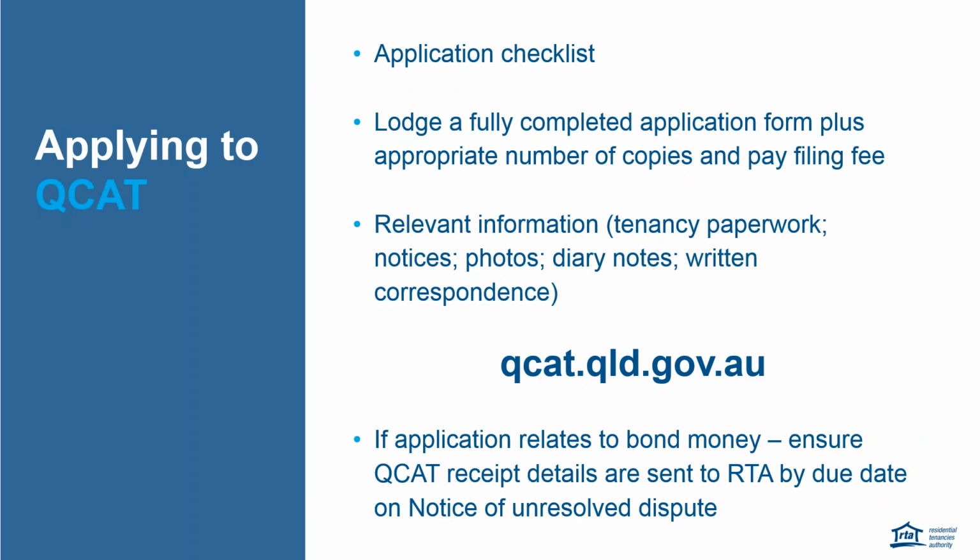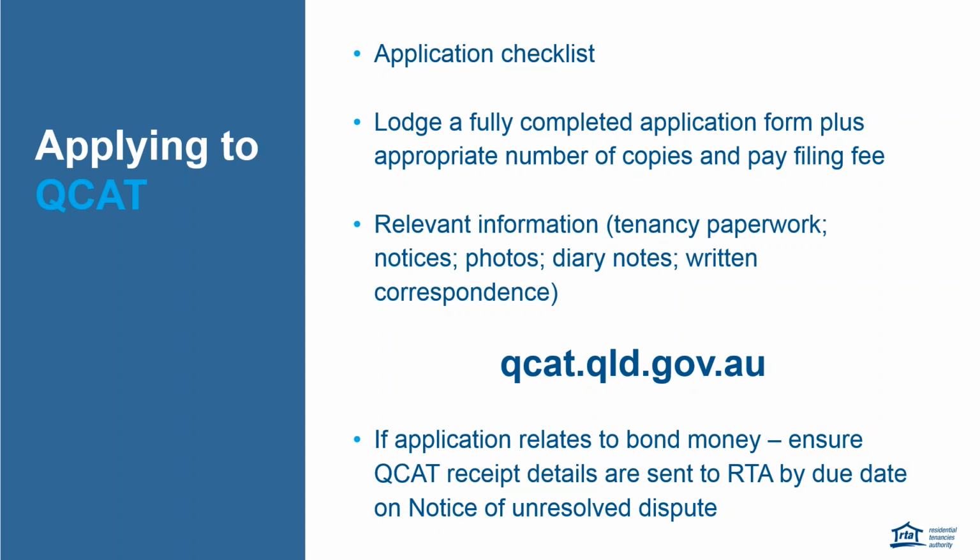Applying to QCAT probably goes beyond the role of the RTA as such, but QCAT does have a checklist on their website, and I would recommend anyone assisting a tenant to go to the tribunal to look at that checklist. The application form needs to be fully completed. There needs to be the appropriate number of copies and a filing fee, and attached relevant information like tenancy paperwork, notices, photos, diary notes. As I said, QCAT's website does have a lot of information.